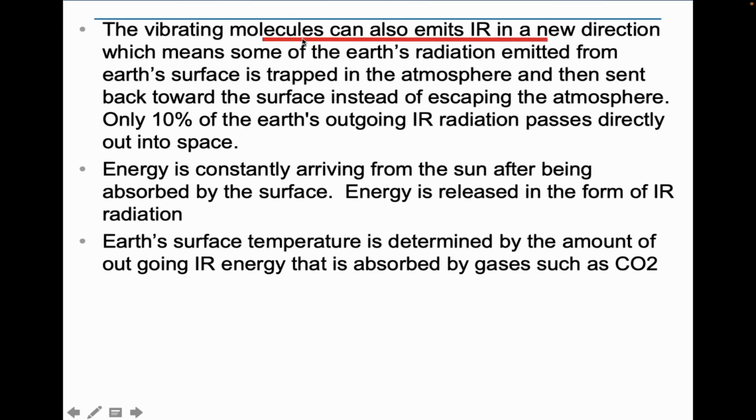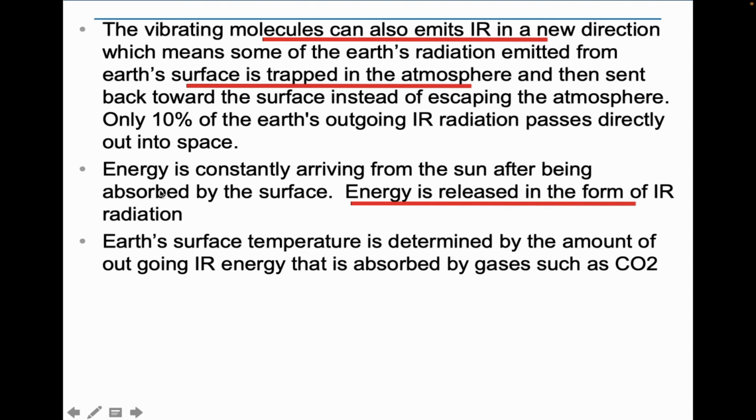Okay, so vibrating molecules can also emit infrared, but it emits it in a new direction, so it goes back to the Earth's surface, so it's trapped in the atmosphere. It's not really given off. Only 10% actually goes back into space.